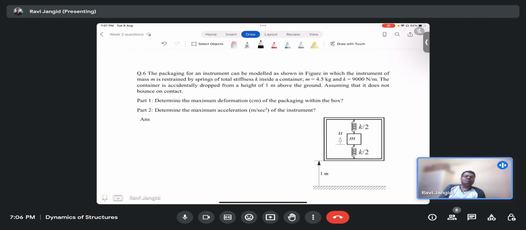So the same kind of problem is this. My box falls down from 1 meter. So due to this 1 meter there is some falling down. There is impact, and due to this impact and this 1 meter height, I have a certain initial velocity. Okay.